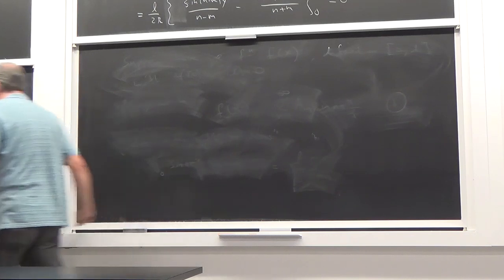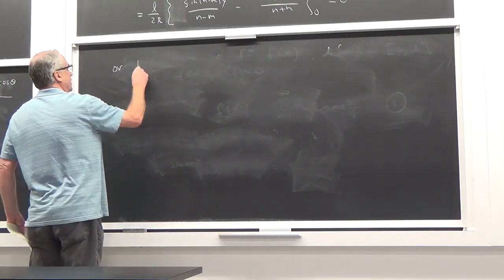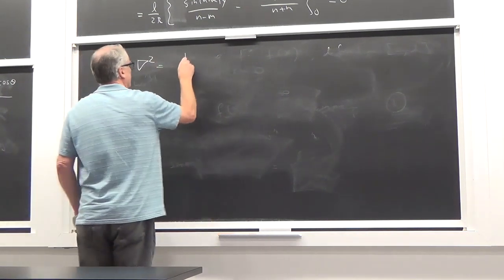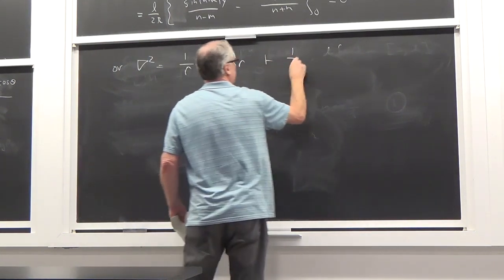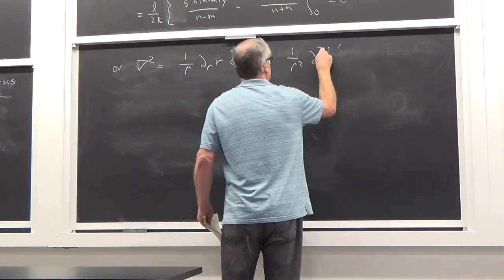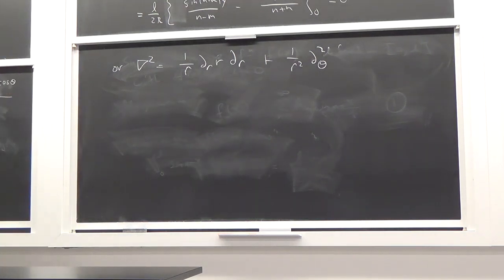So this is the Laplacian in polar coordinates. Often you see it written as del squared is equal to 1 over r d by dr, r d by dr, plus 1 over r squared d squared by d theta squared. If you look at this term, you see that if you do the derivative on that r there, you get precisely a second derivative plus this 1 over r times the first derivative. So these two are equal to each other.